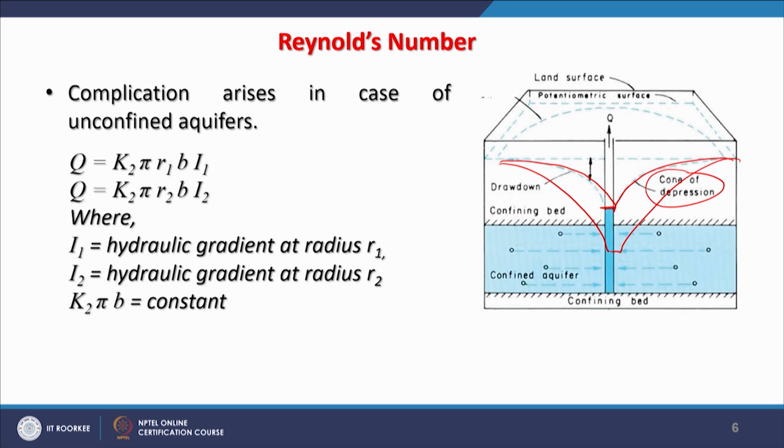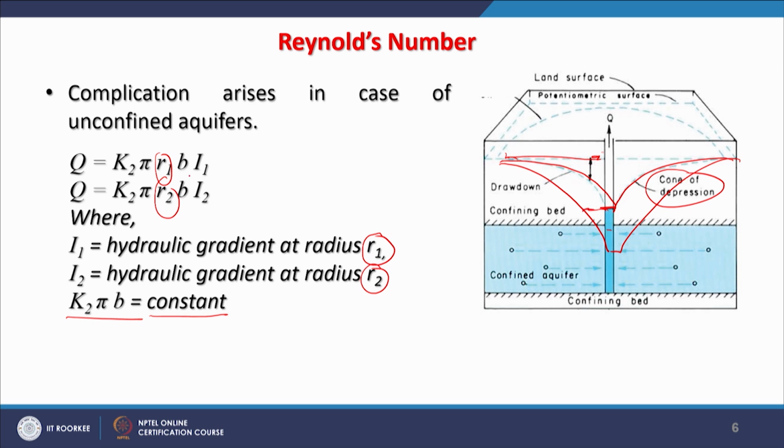So, we try to understand all this through equations. Q is the discharge here, K2πR is the constant part, and I1 is the hydraulic gradient at radius R1. R1 is here, and second is the hydraulic gradient at radius R2, which is here. R1 comes from the cone, so the first radius is R1 and this might be R2 here. So, these two values are there.